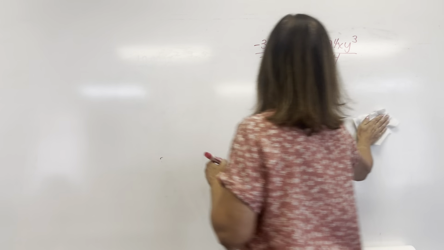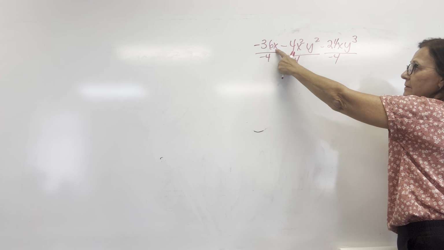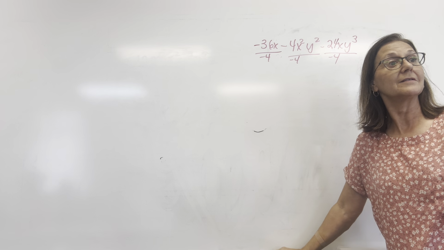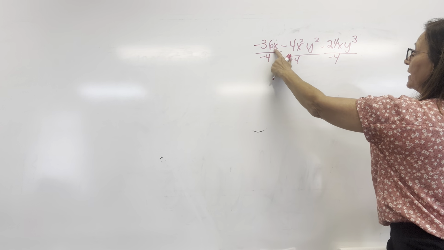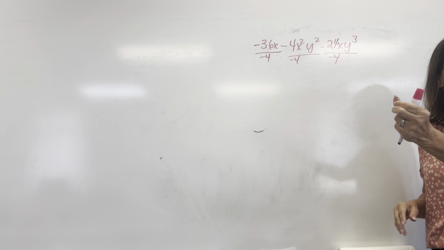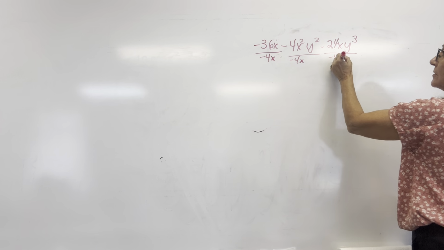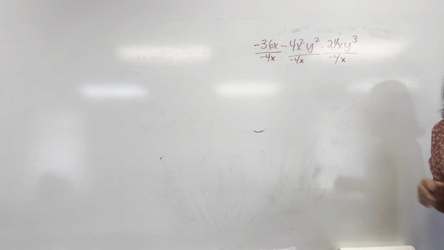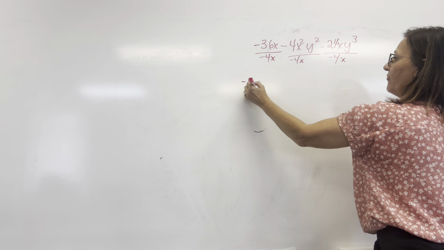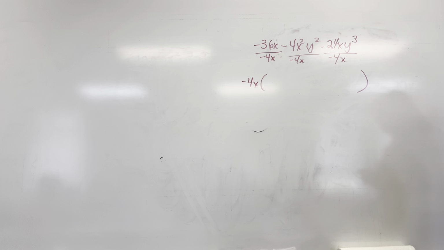X squared. Okay, can I take an x squared out of this one? No. You're always choosing the lowest exponent. So there's an x there, x squared, x. So all I can take out is an x. Can I take y out? No. I can't because it's not in the first one. All right? So it's going to be -4x, and I'm going to have 3 terms inside.